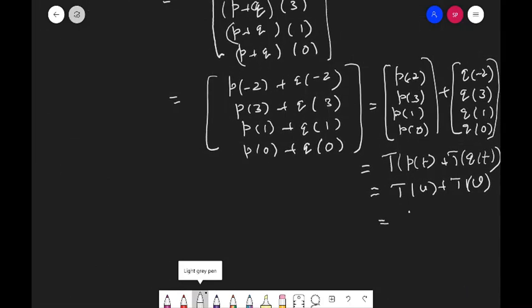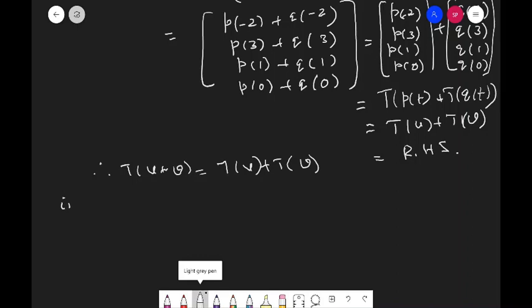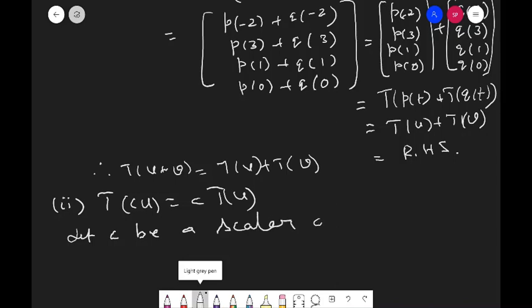That is the RHS. Therefore, we proved T of u plus v is equal to T of u plus T of v. Now the second condition, that is T of cu is equal to c into T of u. So let c be a scalar and u is equal to p of t belong to, what is the domain here we have? P3.